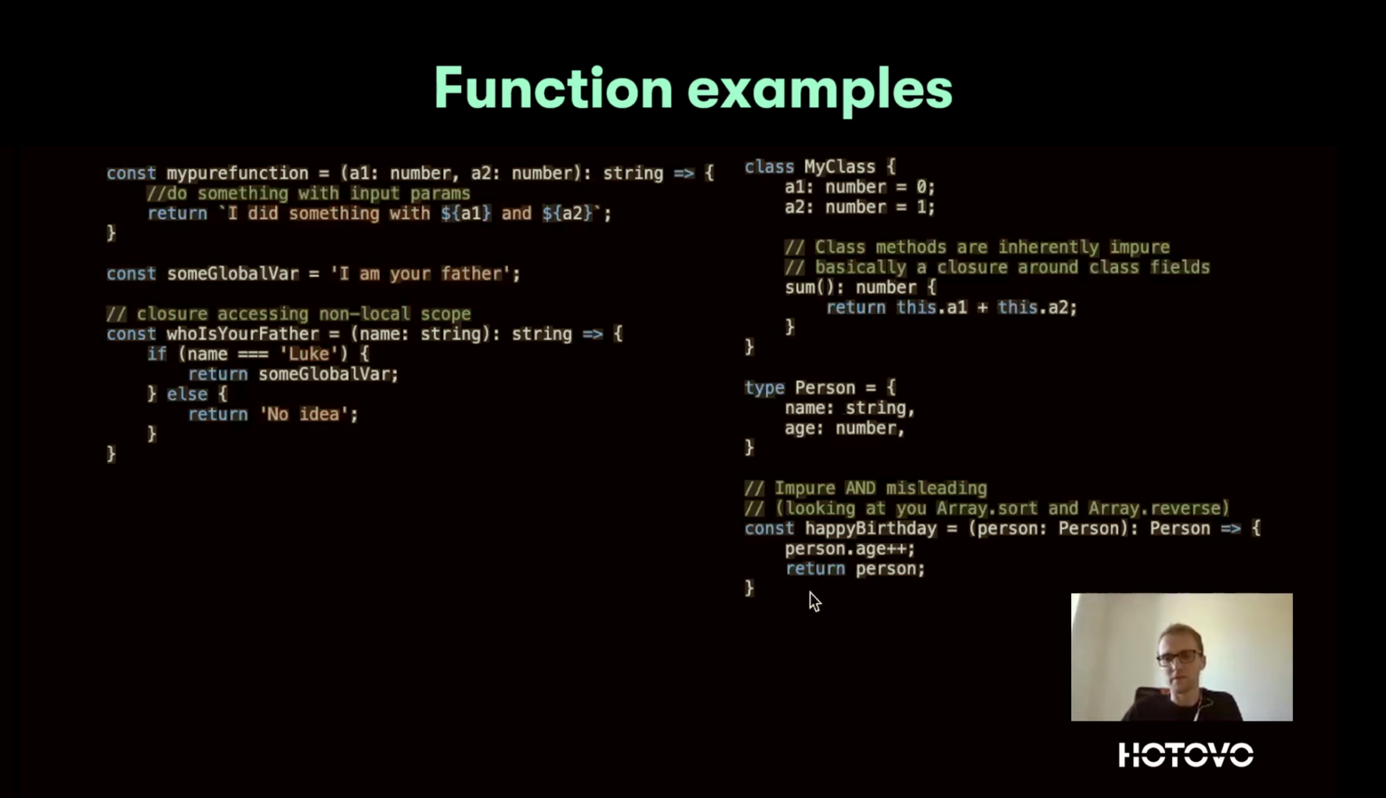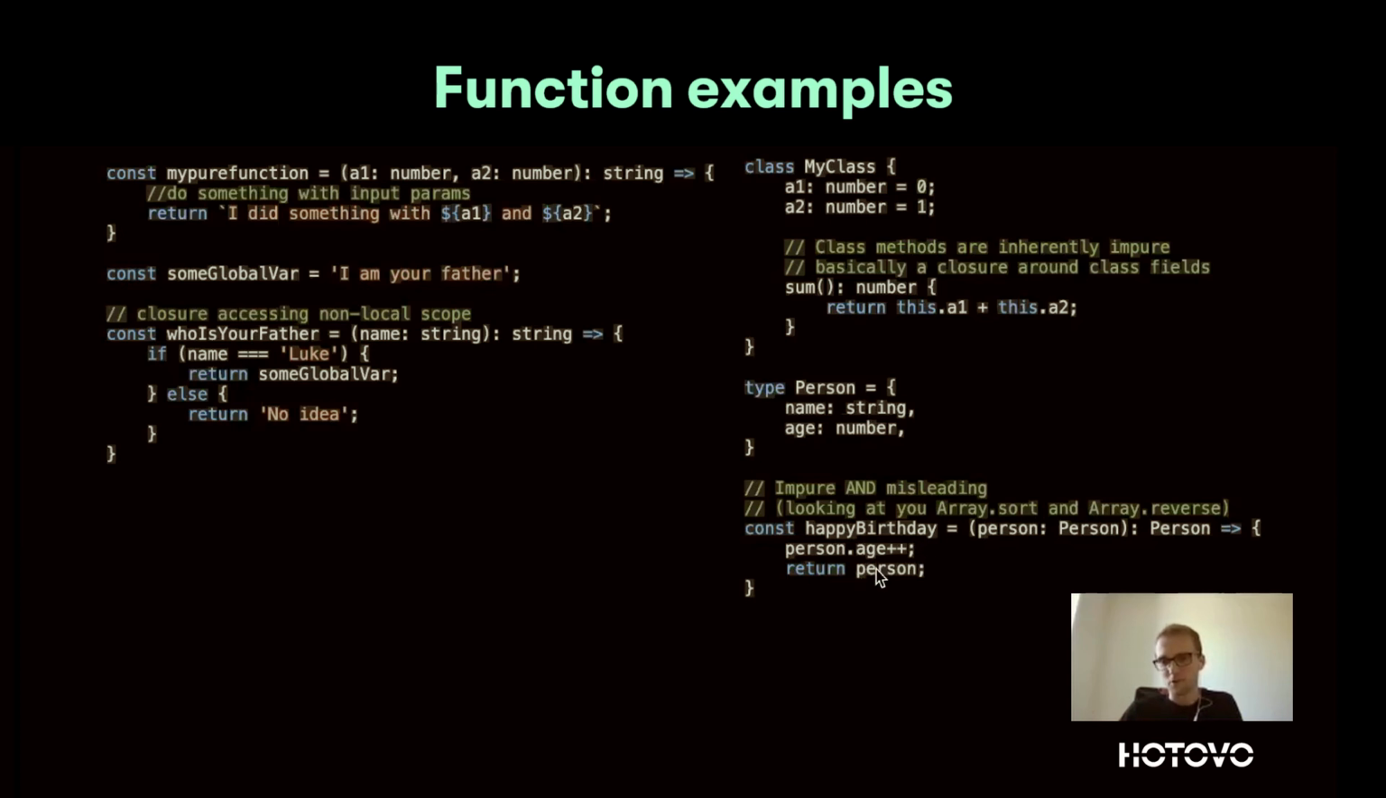So let's look at this example here. We have a function happyBirthday that takes in a person. So we have a type Person. I'm providing an object of type Person, and I'm returning a Person. This is the signature of the function. Now what it does is it mutates the argument. So this is what I talked about: this mutates the state on the heap.